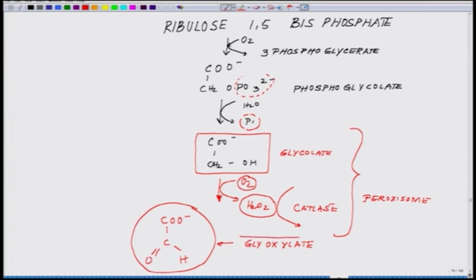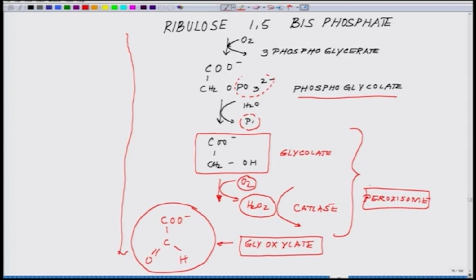Now, you started with this molecule, phosphoglycolate, and you landed up with glyoxylate. If you see, this whole process is not a very versatile molecule. This is basically called a salvage pathway, where the carbon skeleton is changing, and a specific phosphatase converts the glycolate, which enters the peroxisome, as I have shown you. It enters the peroxisomes.